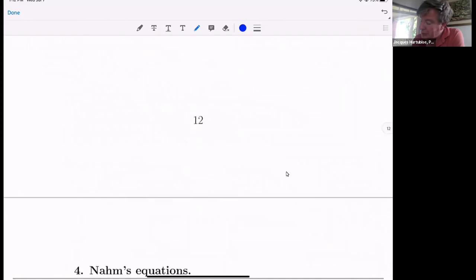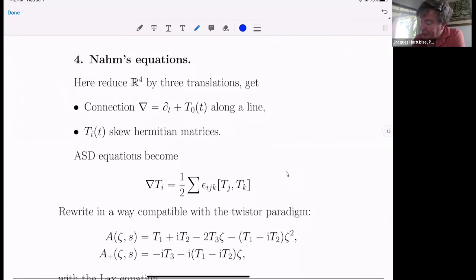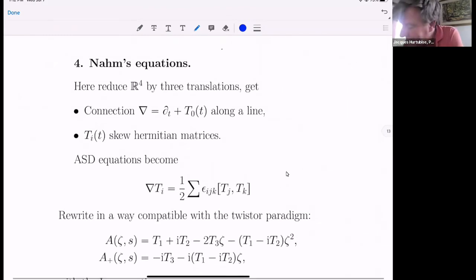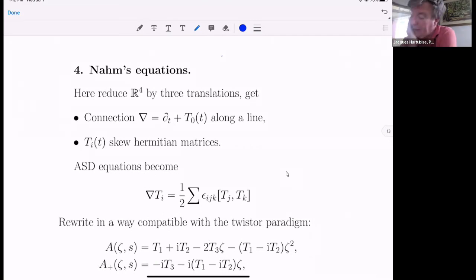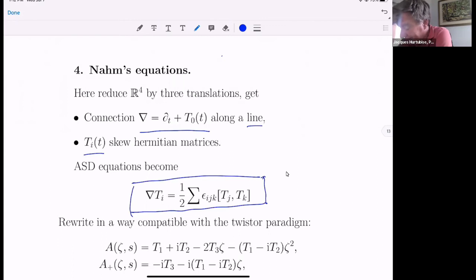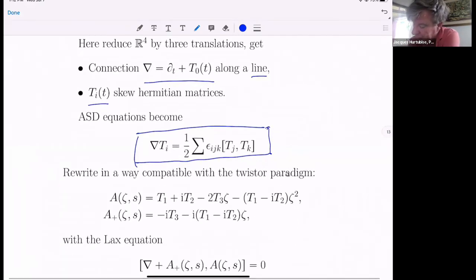And so that brings me to another thing that basically starts its life with monopoles, but has since acquired a life of its own, where you take the anti-self-duality equations and reduce by 3 translations. So here you get a connection, but now along a line. And your 3 other components just become skew-Hermitian matrices. And the anti-self-duality equation is just this ODE. And you can write it in a way that's compatible with the twistor approach, where you just introduce this parameter, zeta here, to be thought of as sitting in P1. Really, it's in C, but let's put C for the moment.